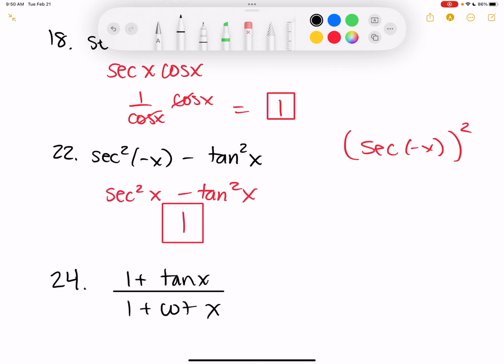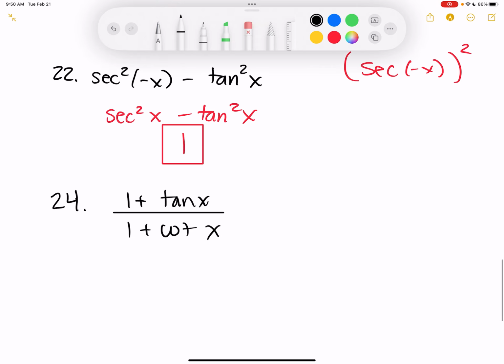You can change that to 1 over tangent x, and then do something with sine over cosine. That probably would help. So 1 plus sine x over cosine x, all over 1 plus cosine x over sine x. Now what? Don't they cancel? Nope, never mind.